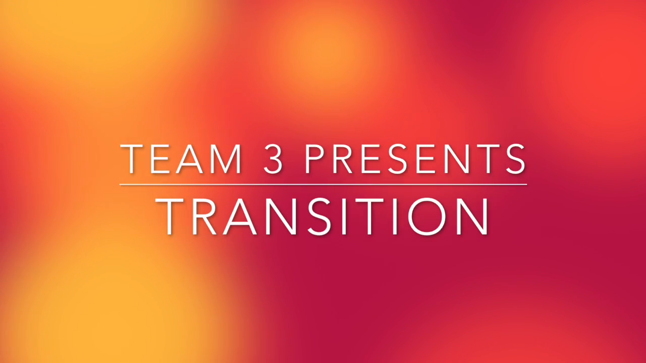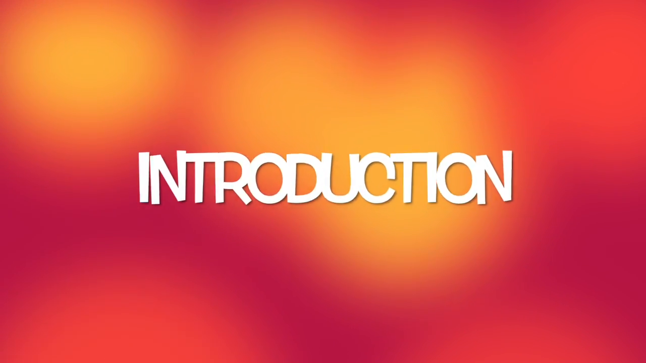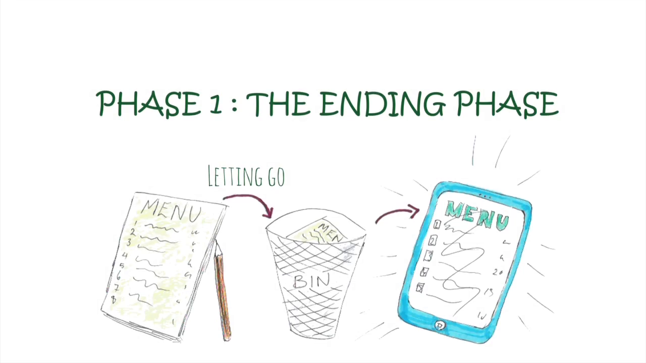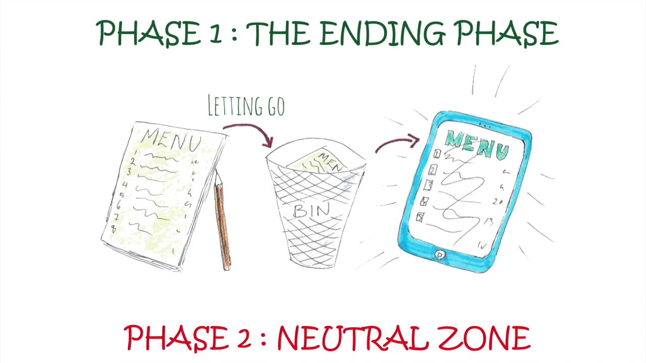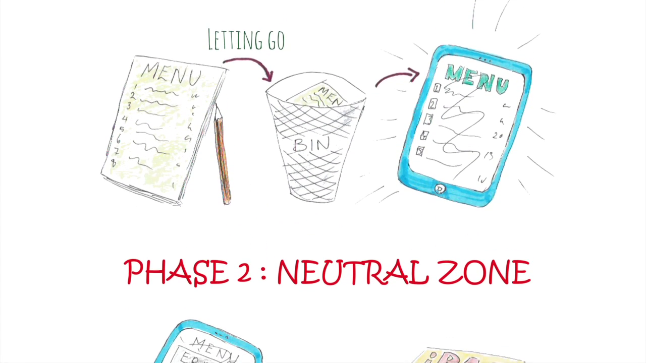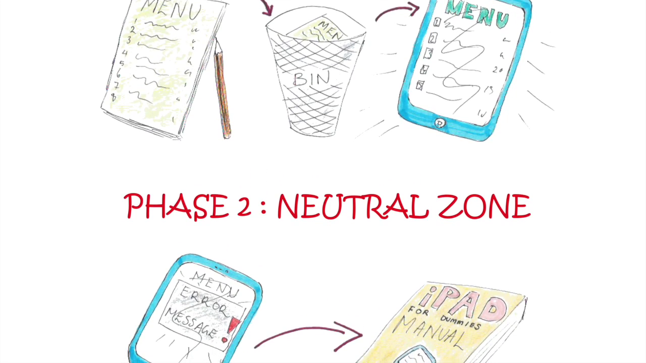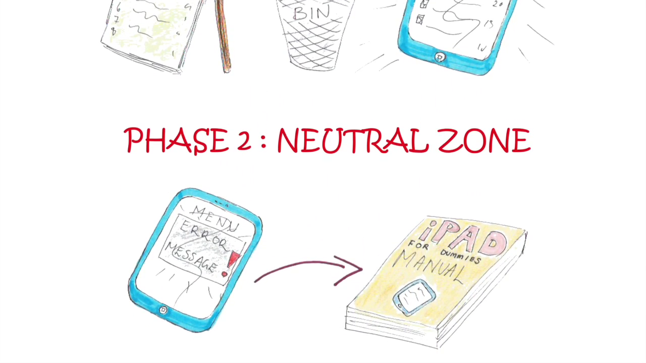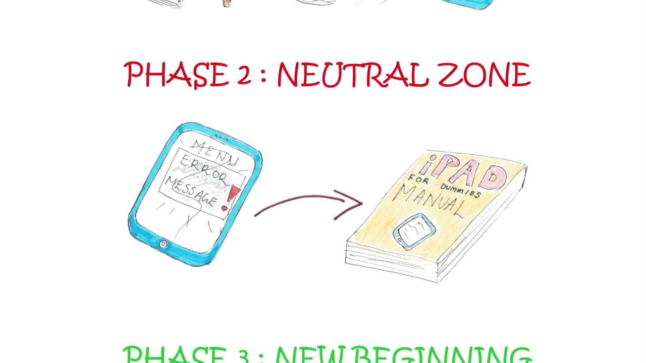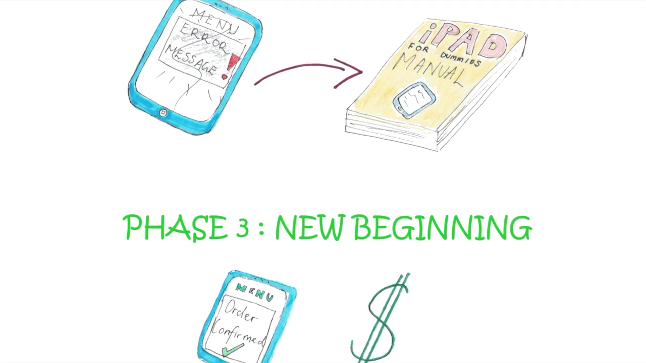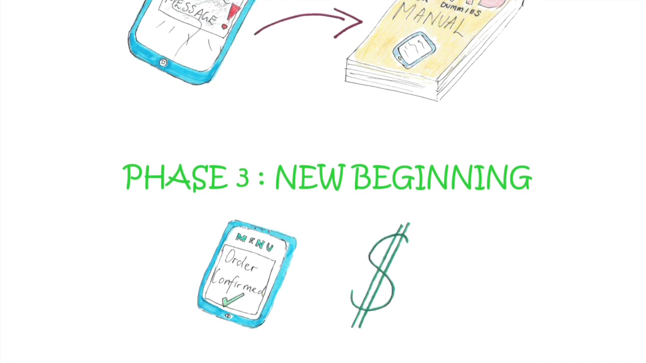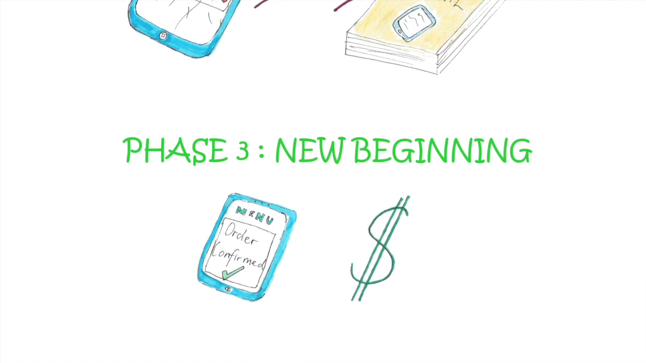Hi everyone, today we'll see together what Bridges' change model is and how we apply it to a real situation. Bridges' model is a management tool that can be used by anyone in any situation where a change occurs. This model is composed of three phases: the letting go phase, the neutral zone phase and the new beginning phase. Then we decided to apply this model to a concrete situation.